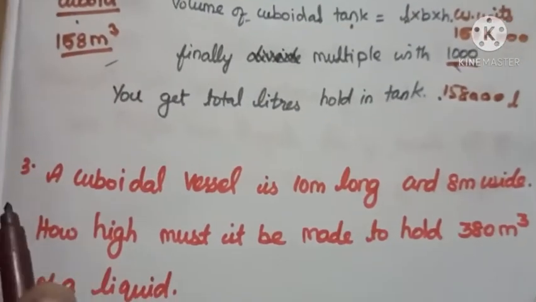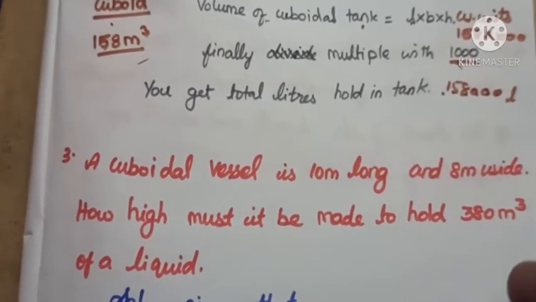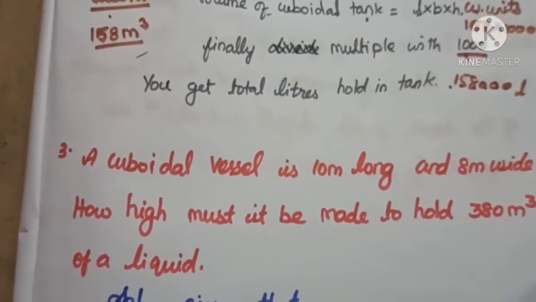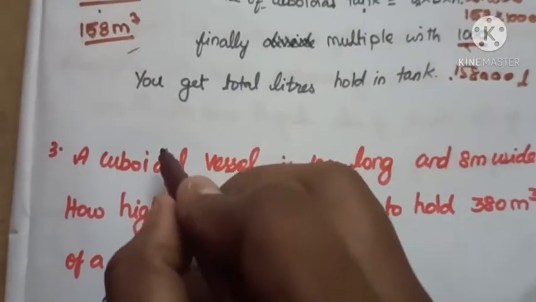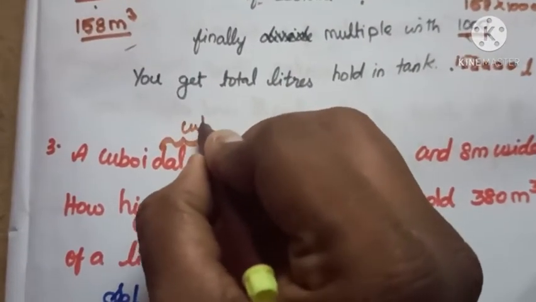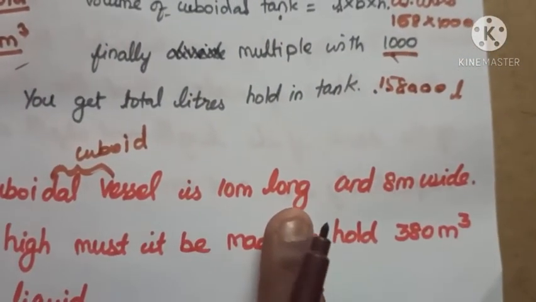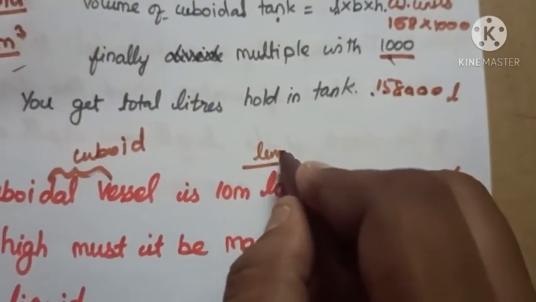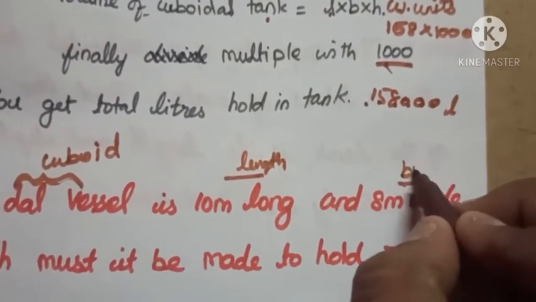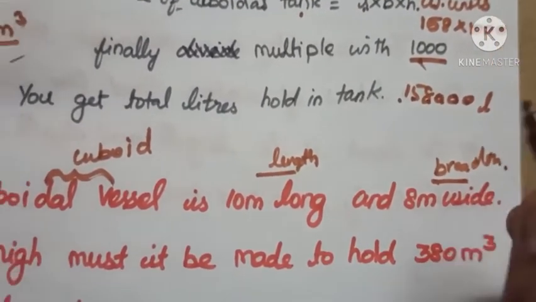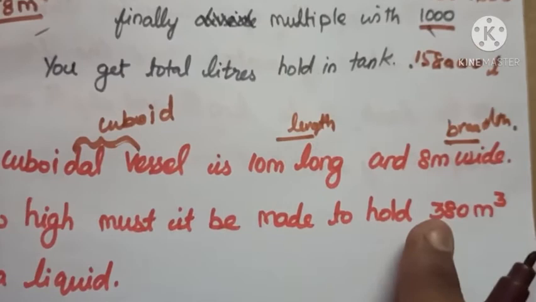Now we discuss question number 3. A cuboidal vessel. Note down the points, my dears. Directly they have given a cuboidal vessel, that is a cuboid. So we got the shape. It is 10 meter long, so long is nothing but length, and 8 meter wide, so wide is nothing but breadth. How high must it be made to hold 380 meter cube?